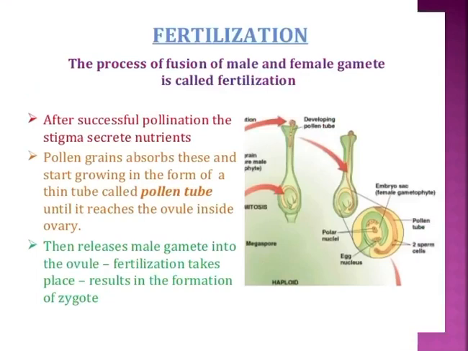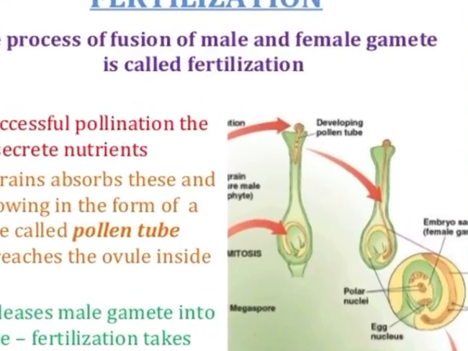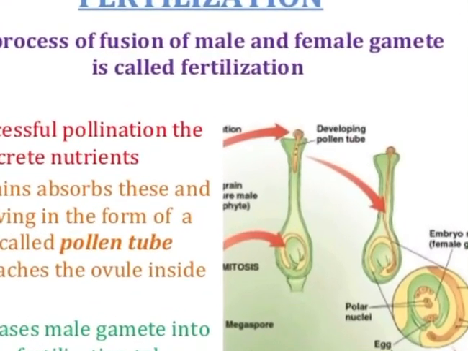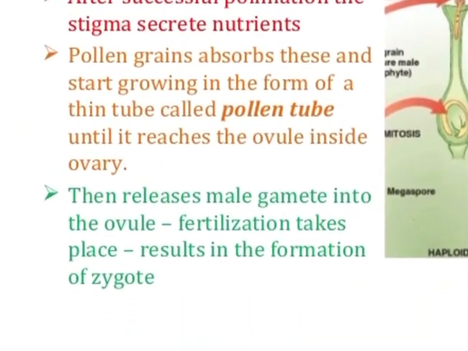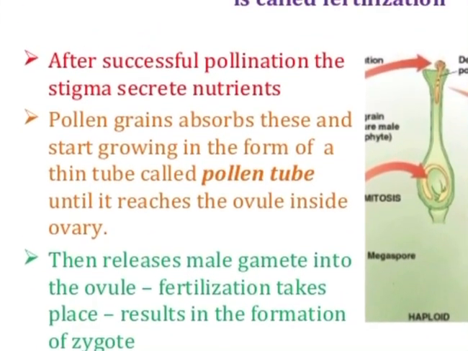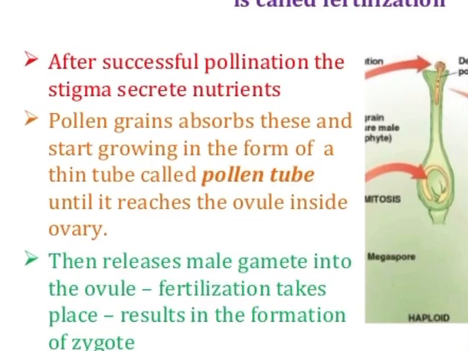Now, the next very important process is fertilization. After the process of pollination, fertilization takes place. Fertilization is the process of fusion of male and female gametes. This is called fertilization. In this process, after the pollination, the stigma secretes nutrients, and the pollen grains absorb these and start growing in the form of a thin tube called the pollen tube.